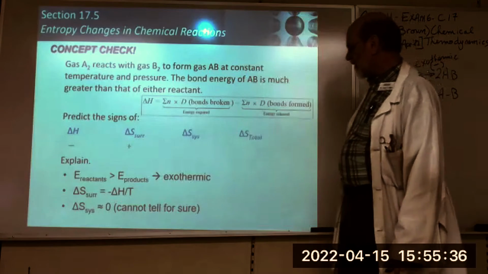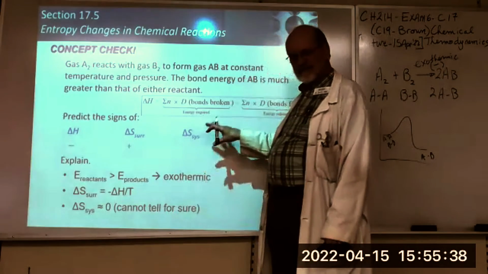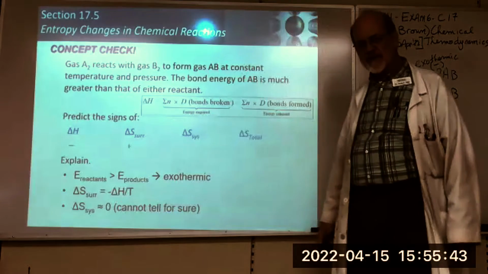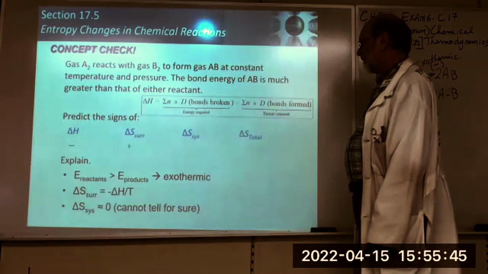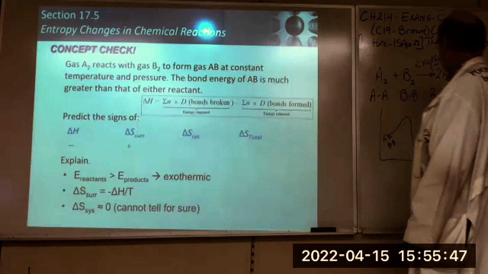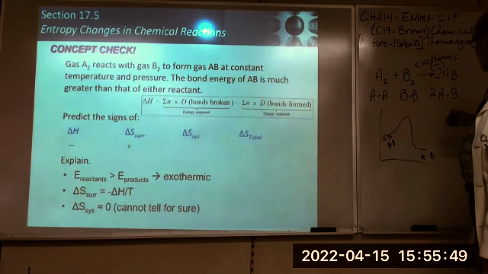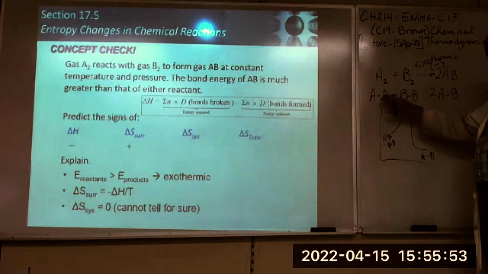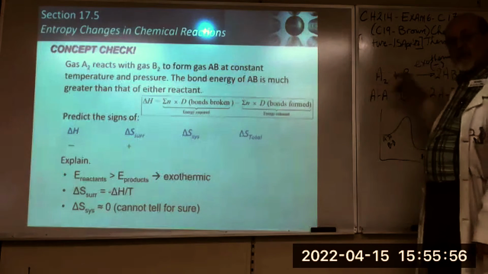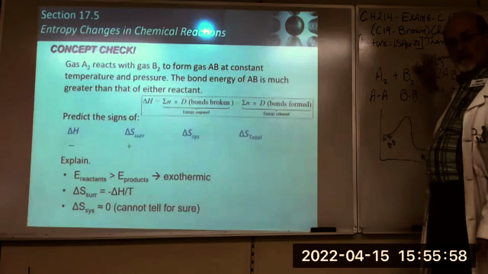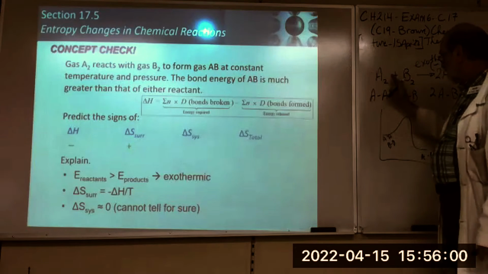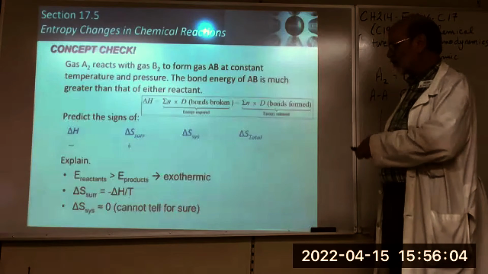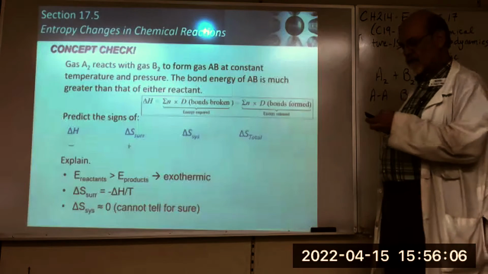We have to assume that the entropy of the system is in the neighborhood of zero. We don't know for sure. We could say that because there's 1 mole of this and 1 mole of that, 2 moles of that, the number of moles says that they're equal on both sides. You got 2 here and 2 there. So we're saying that the entropy of the system is about 0.